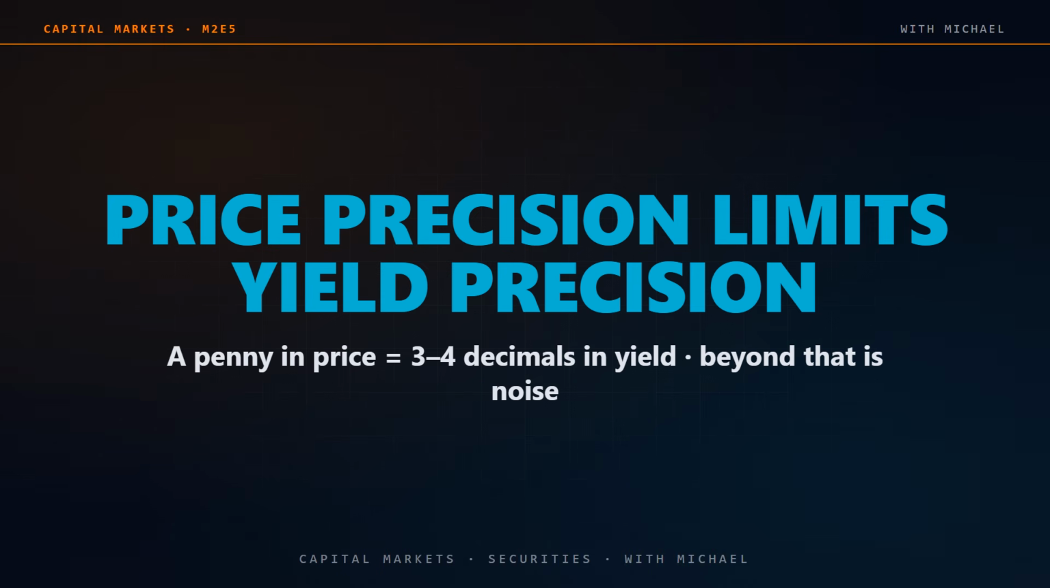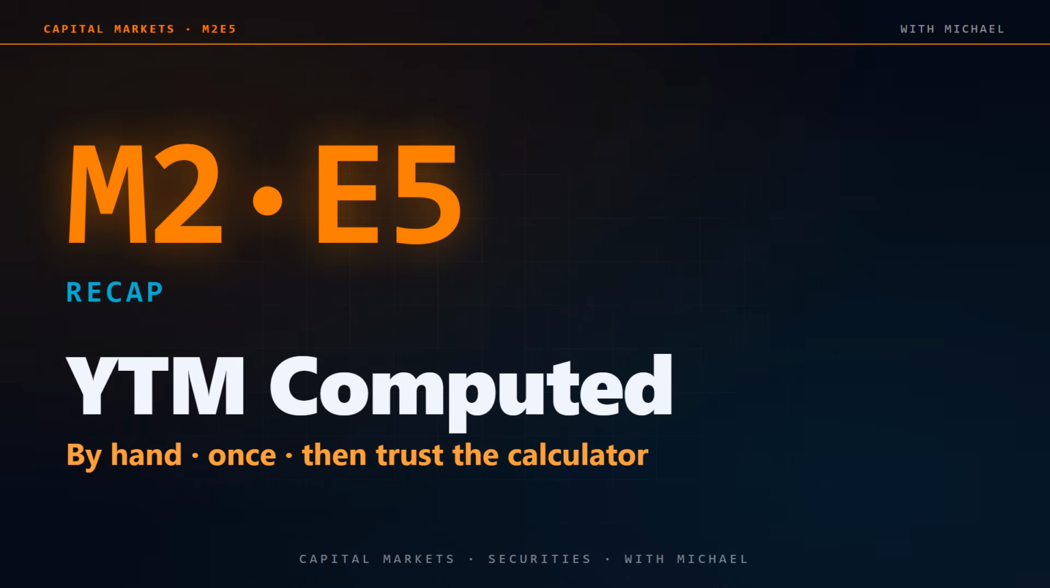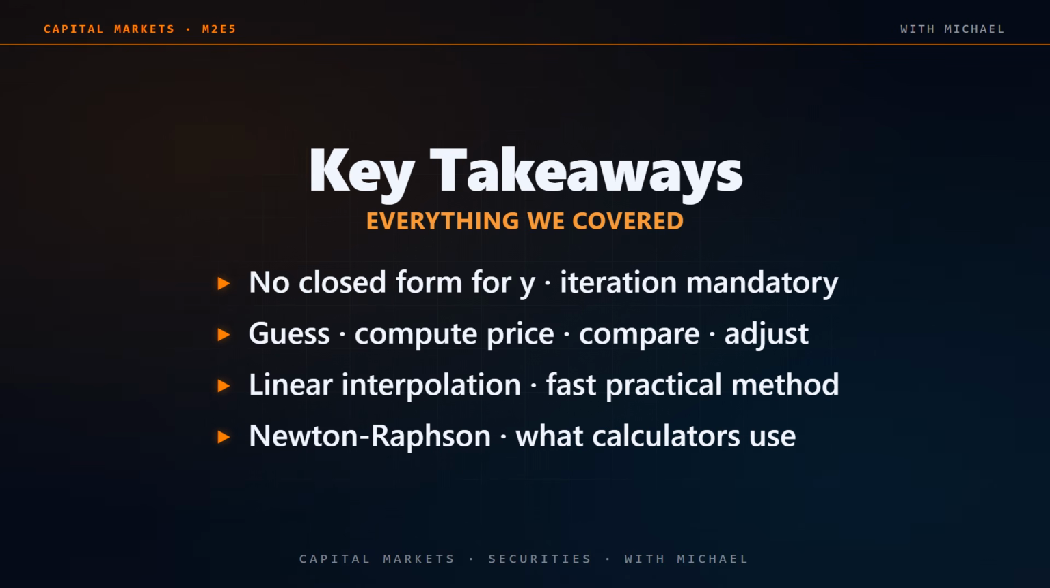Fourth, recognize that any computed YTM is sensitive to the price input. A price quoted to the nearest cent gives a yield correct to about 3 or 4 decimal places. Beyond that, you are reading noise. Conclusion. Computing yield to maturity requires iteration because the bond pricing formula has no closed-form solution for yield. The basic approach is guess, compute the implied price, compare, adjust, repeat. Linear interpolation between two guesses can narrow the answer quickly. Newton-Raphson, which uses calculus, converges even faster.